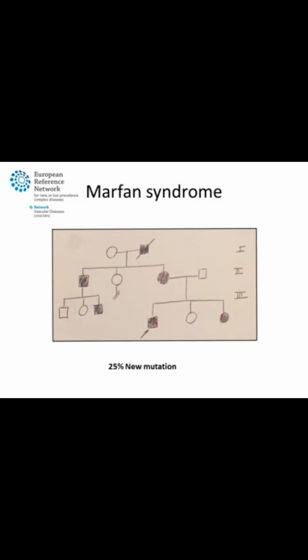The inheritance of Marfan syndrome is what we call autosomal dominant, meaning that typically an affected individual will have inherited the disease from one of his or her parents and has a 50% chance of transmitting the disease to each child. Men and women are affected equally. It should be noted that up to 1/4 of Marfan patients have a new or spontaneous mutation, meaning that it was not inherited from the parents.